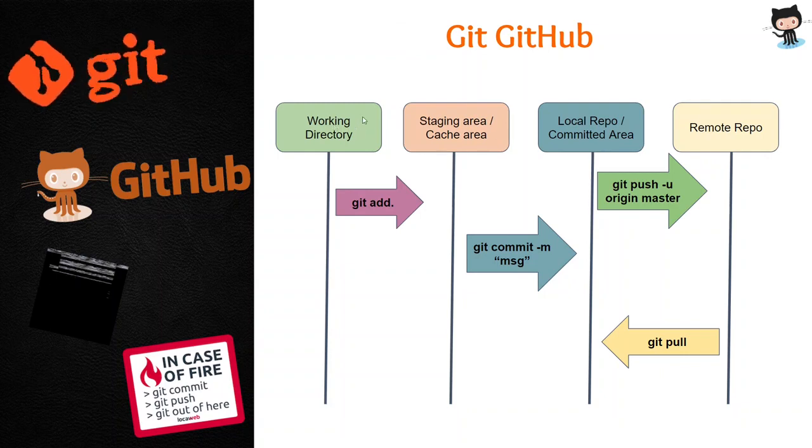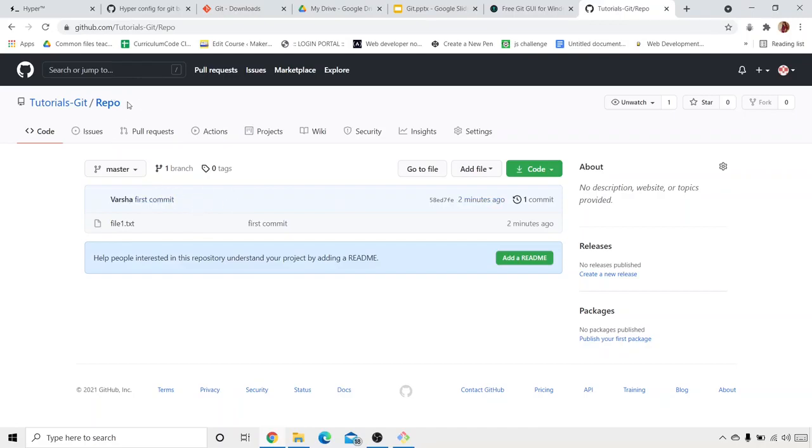Okay, so now we have the working directory first, then we have the staging area or the cache area, then we have the local repository or the committed area, and then we have the remote repository. So our main target is to move our files from the local repository to the remote repository. Okay, this is the main target that we have. The remote repository is the GitHub repository that we have. This is the repo repository that we have. So our main target is that we need to move our files to this repository.